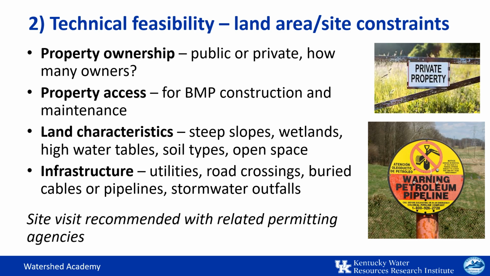It is always important to review on-site infrastructure such as road crossings, water and sewer lines, natural gas pipelines, and buried electrical lines. The presence of these features can make BMP installation unfeasible. Alternatively, there may be infrastructure on the site that lends itself to upgrades, such as a stormwater outfall that could be retrofitted with enhanced settling features. It is always helpful to arrange a site visit with relevant permitting agency staff who can point out some of these issues for you.